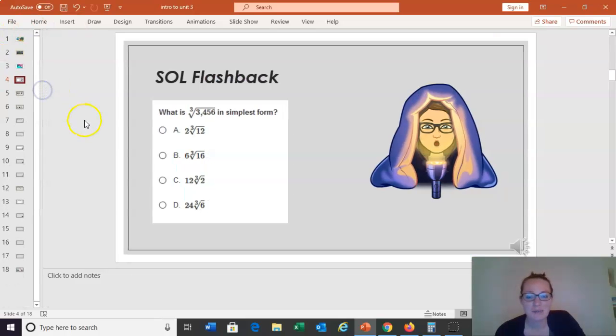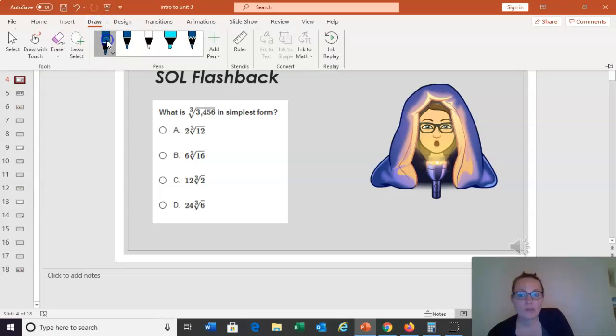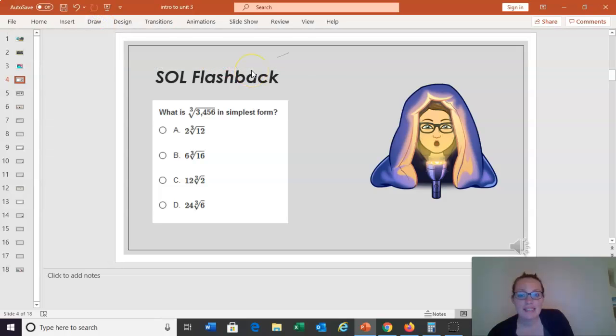All right, so here's our flashback of the day. This is a question that I pulled from TestNav. Some of you may have been checking out the SOL resources, and TestNav is an awesome platform. It's basically a SOL simulator. It looks exactly like what you'll see on test day, and it has a bank of practice questions. So I pulled this one from there.